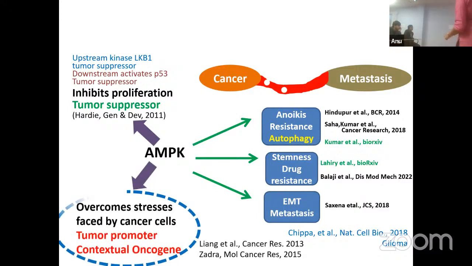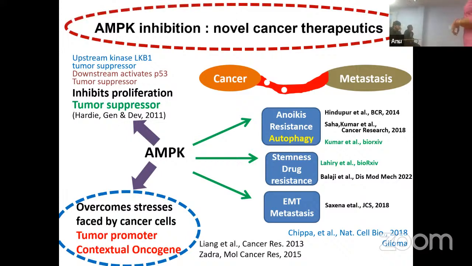So what we have done is identify AMPK overcoming stresses faced by cancer cells, such that we are now beginning to call it a tumor promoter. And also it's a contextual oncogene, because only in the context of cells experiencing stress does AMPK actually come into the picture, activate, and then overcome stress so that the cells can survive. Otherwise, it remains an inhibitor of proliferation. So what became very intriguing is that, like you, we all proposed that AMPK inhibition is a novel cancer therapeutic, correct?